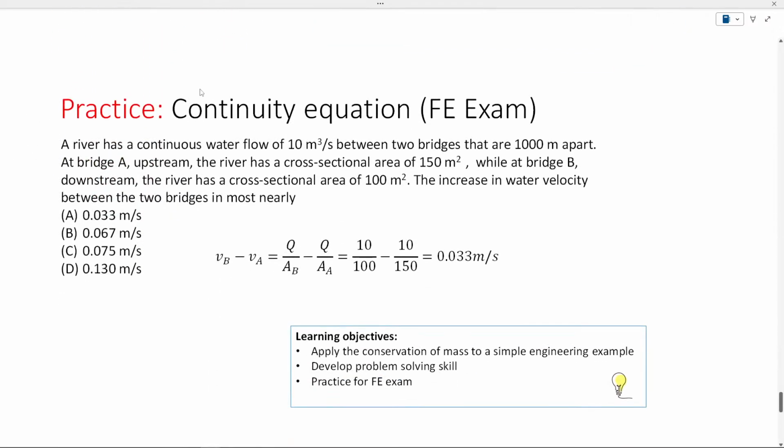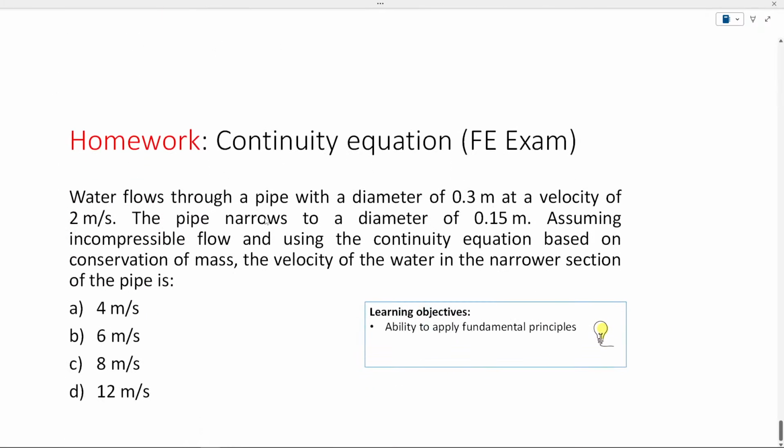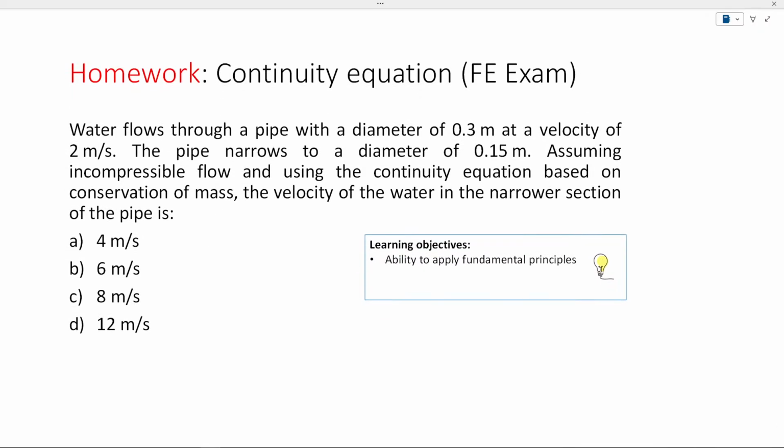And so that's the solution here, and this is just some easy homework problem. Okay, I think that's it for this lesson.